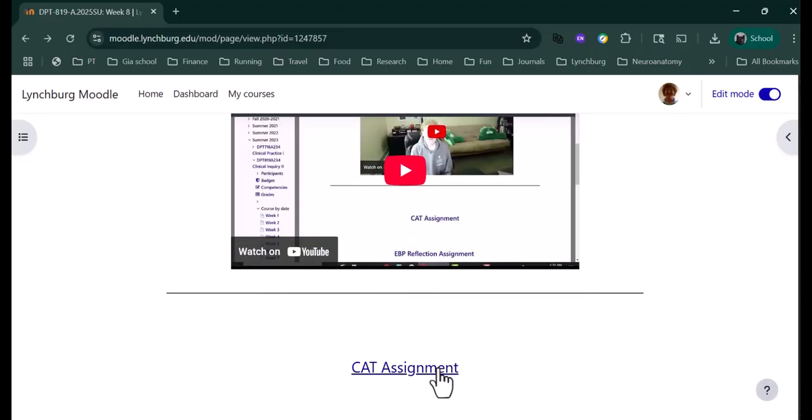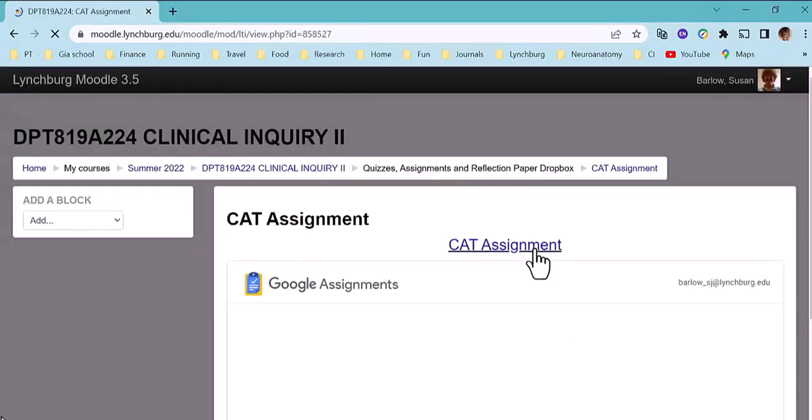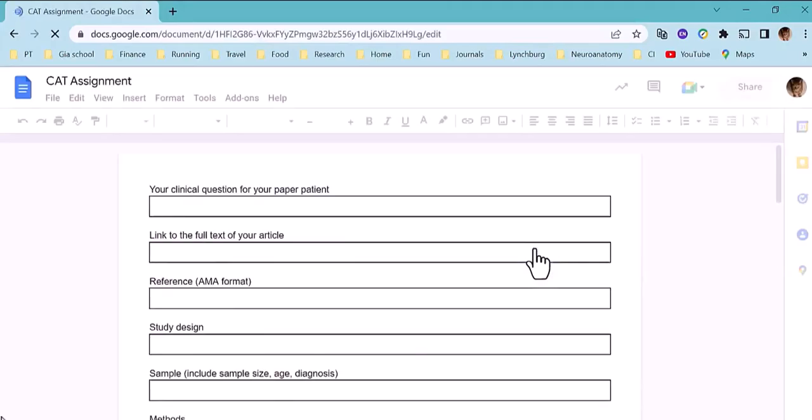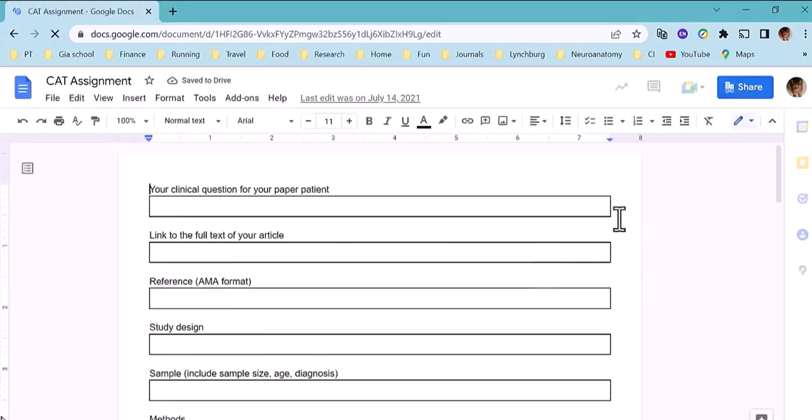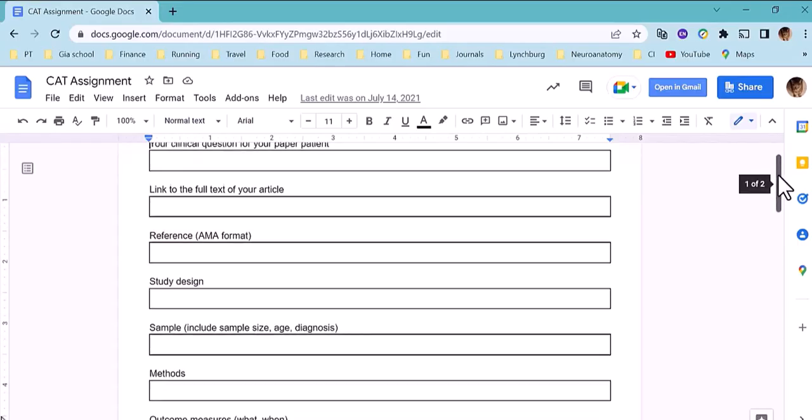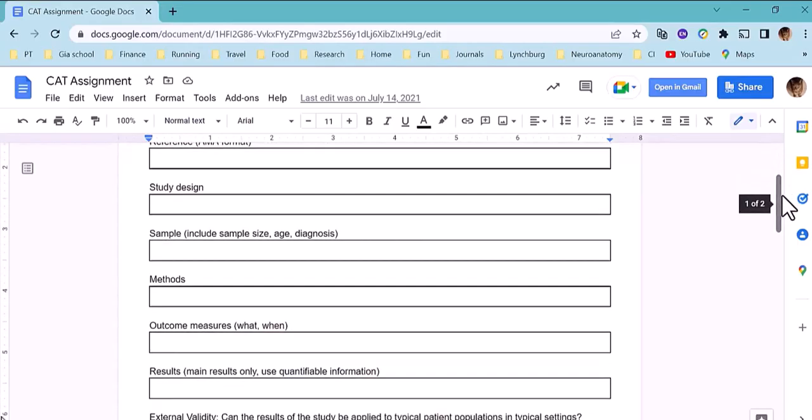And let's take a look at what's involved with the CAT assignment. The CAT assignment, pretty straightforward. You just complete this document. Actually, make a copy of it and then complete the document. You're going to start out by posting your clinical question for your paper patient. I'd like a link to the full text of your article here. Put your reference in AMA format. Again, we've done all of this throughout the course of the semester.